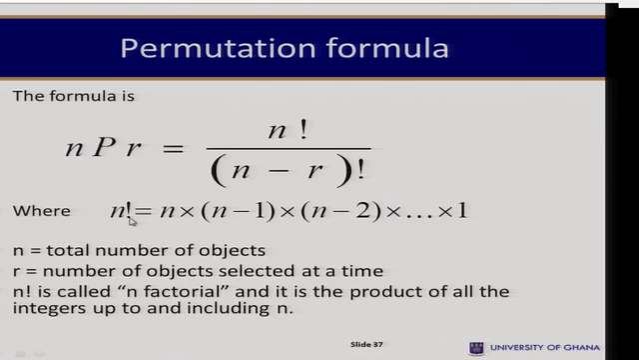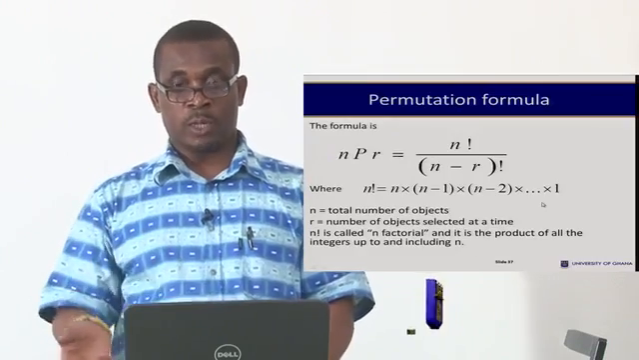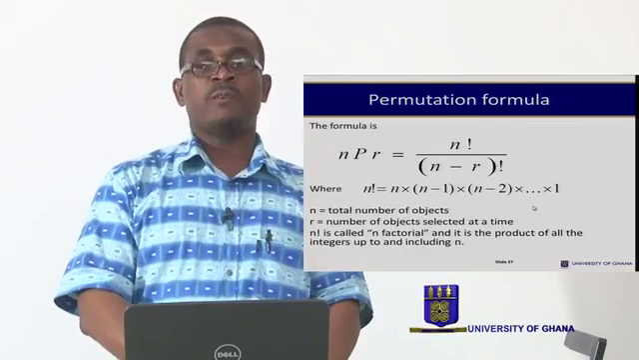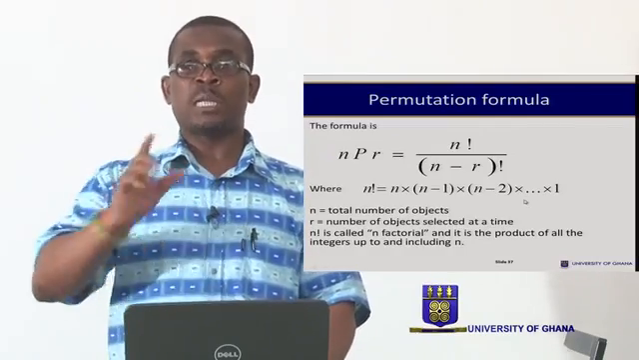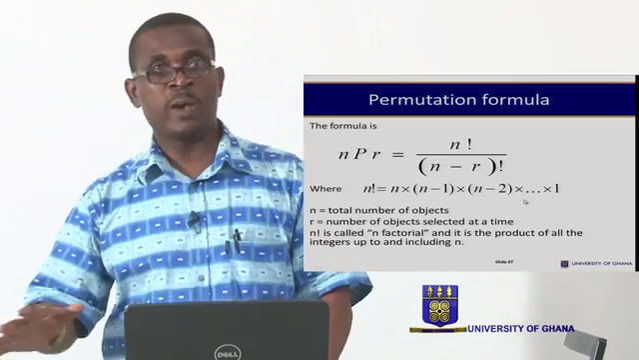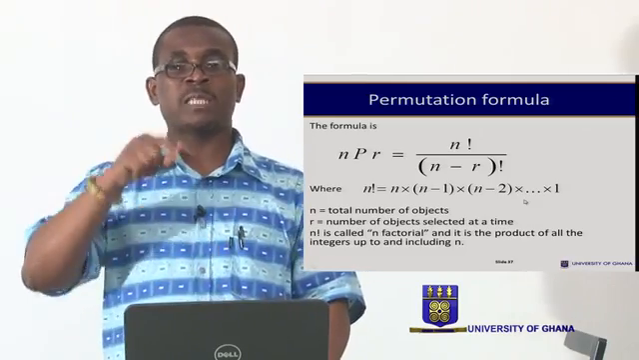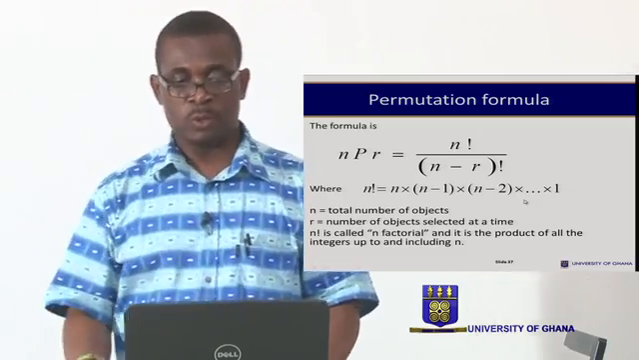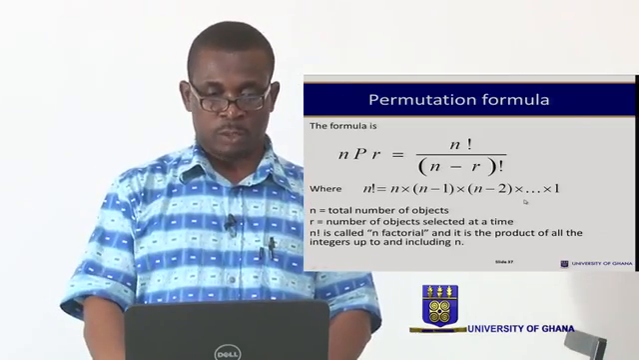And n factorial means the product of all the integers up to and including n. So n factorial is n times n minus 1 times n minus 2 down to 1, and we're talking about positive integers. So 2 factorial is 2 times 1, you end there. 3 factorial is 3 times 2 times 1. 4 factorial is 4 times 3 times 2 times 1. Then you evaluate the result.